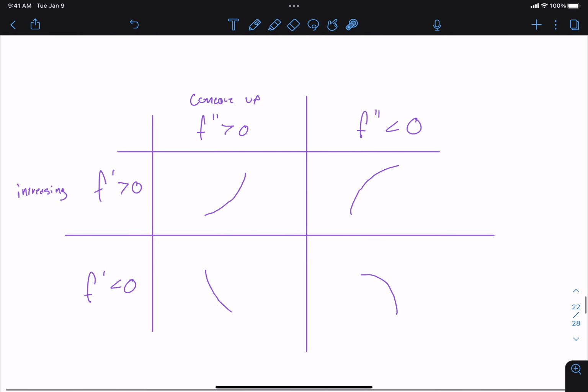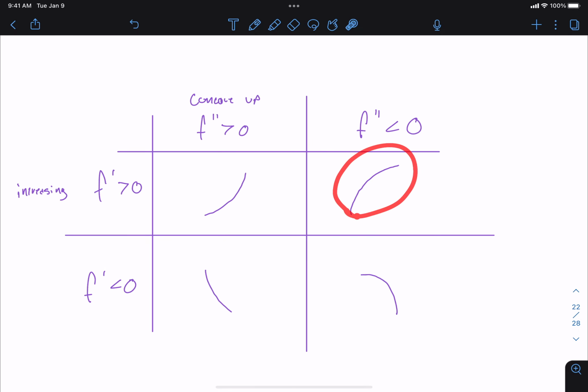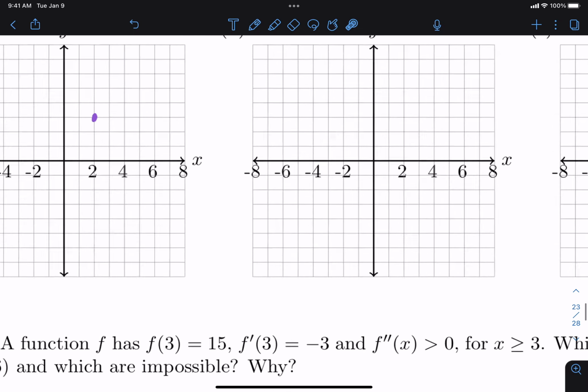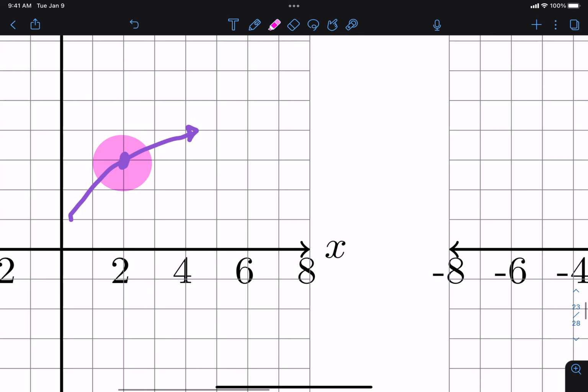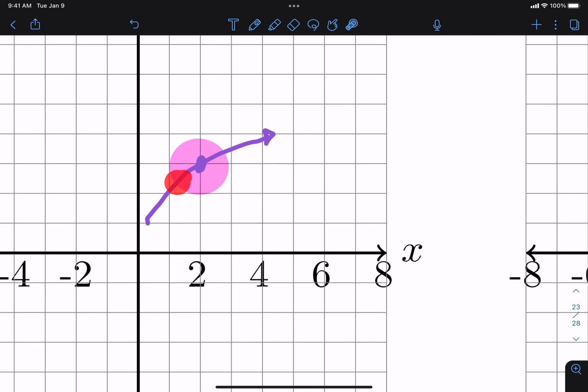Increasing and concave down looks like this picture. So all I'm going to do is copy paste it, and make something which looks a little bit like this. Something like that. Looks pretty good. What we need to be true is that in some small region surrounding this point, the graph needs to be going up and bending down. Going up and bending down.